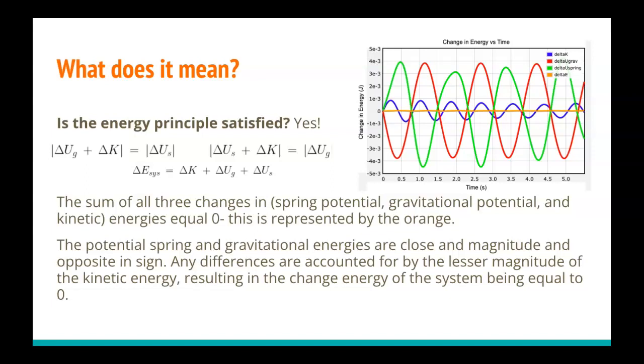The spring potential and gravitational potential energies are close in magnitude and opposite in sign, and any differences are accounted for by the lesser magnitude of the kinetic energy. All of this results in the change in energy of the system being equal to 0.